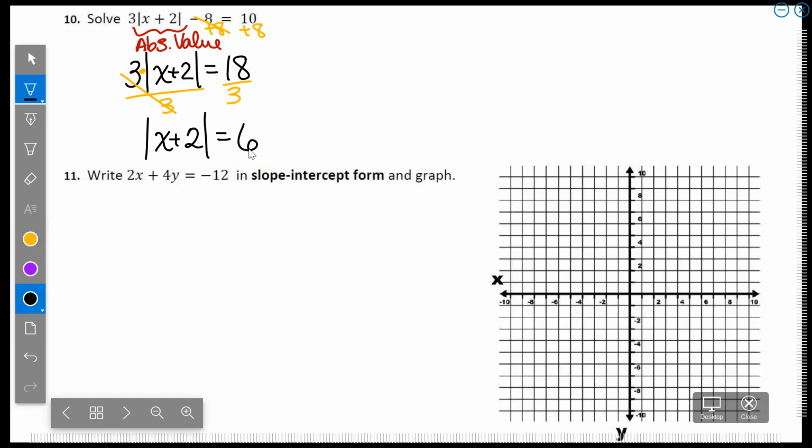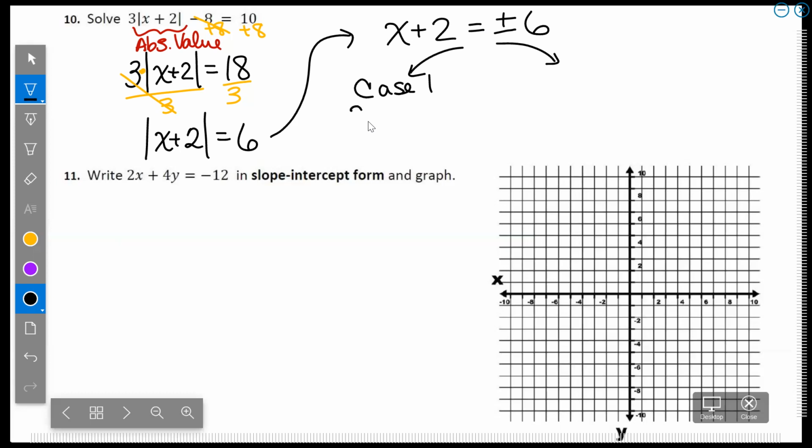What does absolute value mean? How far away it is from 0. If I tell you I'm standing 6 units away from 0, where could I be on the number line? At 6 or at -6. So where I'm standing, x plus 2, is either at positive 6 or -6. So I have 2 cases.